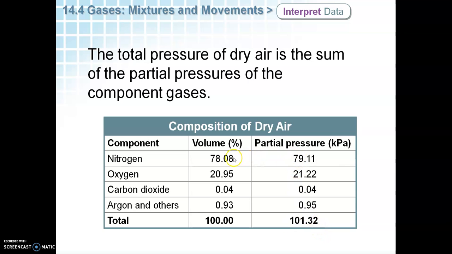If we look at just the nitrogen in the air, it contributes 79 point whatever kilopascals. Just the oxygen contributes 21 point whatever kilopascals, and so on. If you take each of those partial pressures and add them all up, you get the total pressure of air, 101.325 kilopascals. So this is just showing that in a mixture of gases, which our air is, you take the partial pressure of each individual gas in the air, you add them all together, and you get the total pressure of air, which we know from standard pressure.